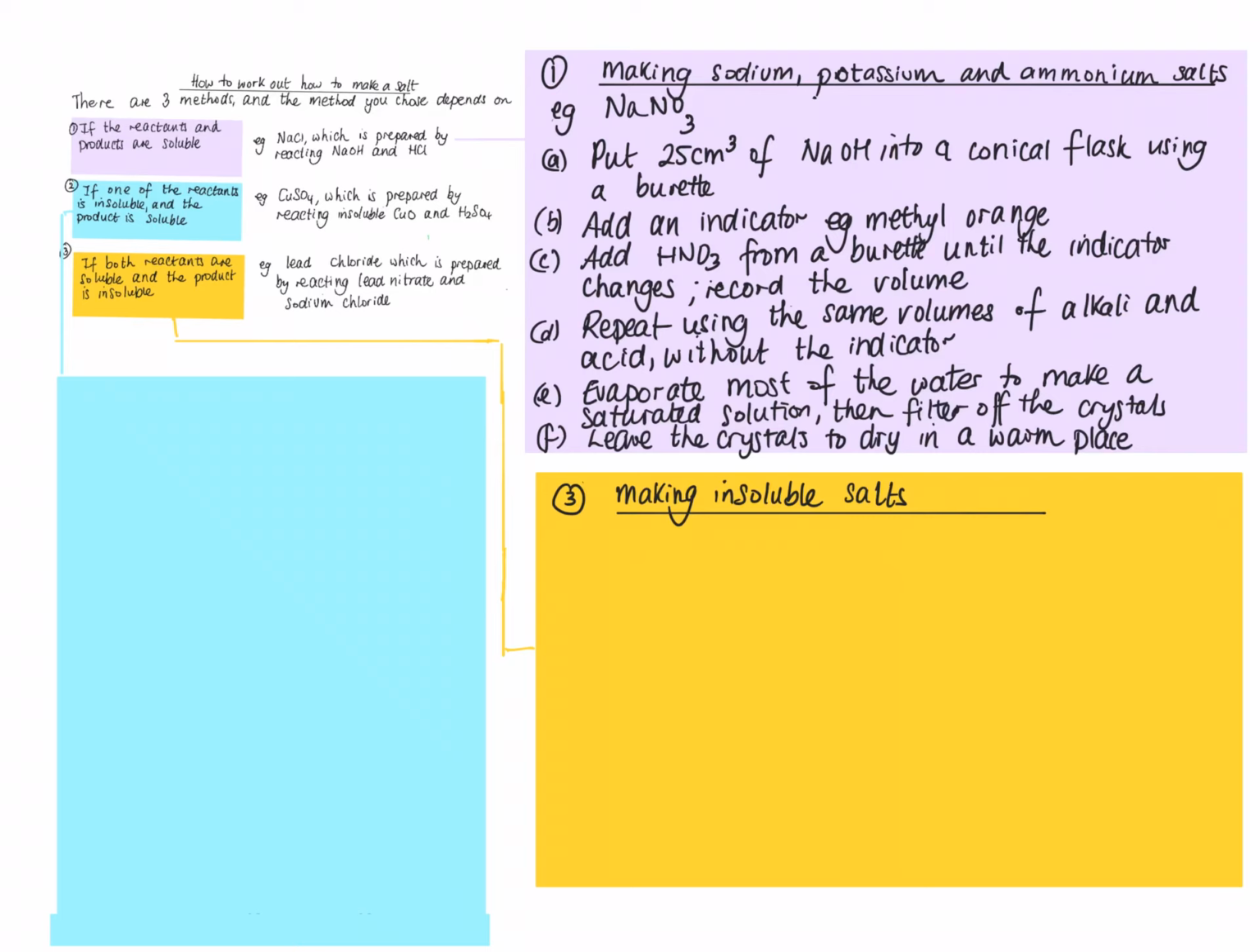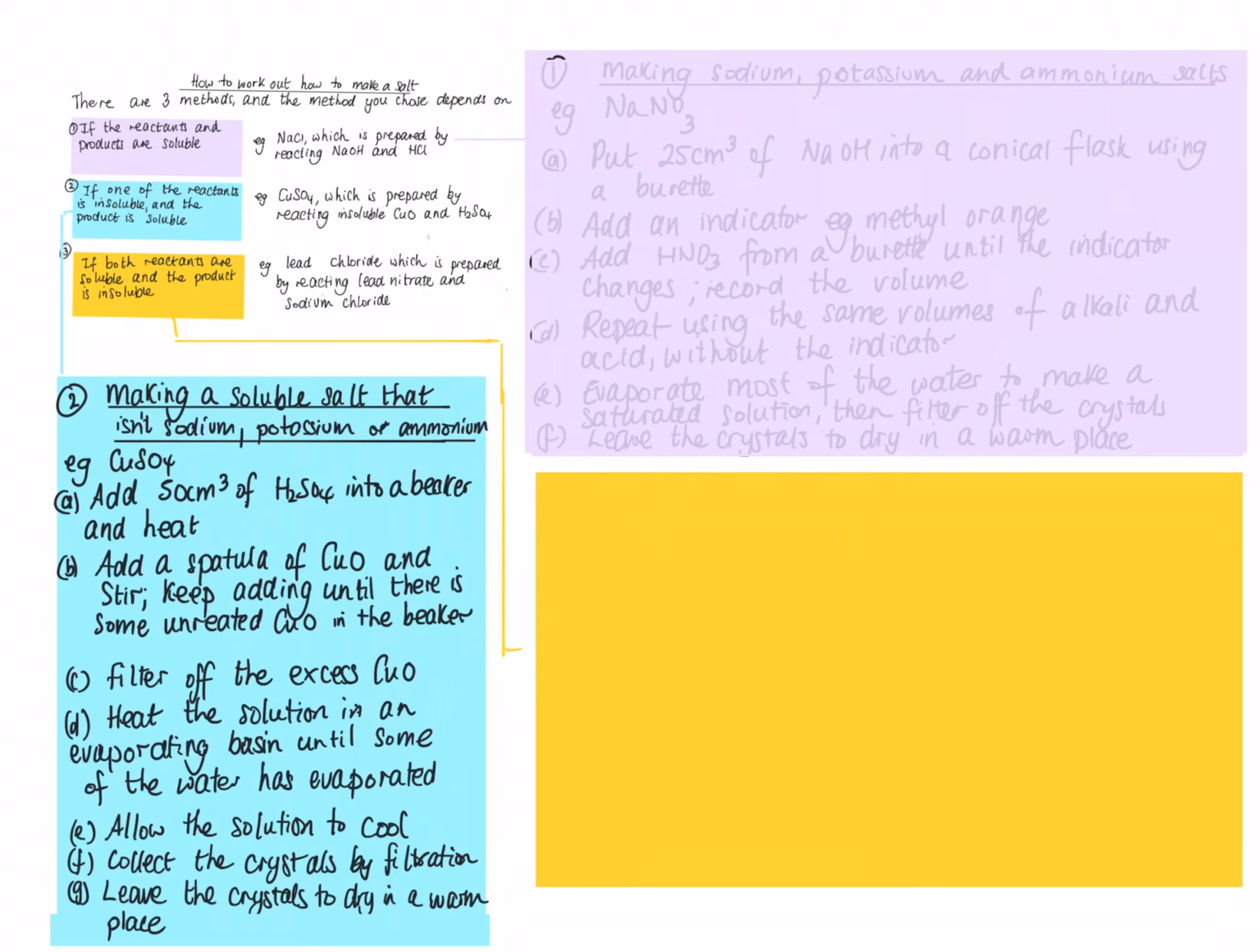So we chose nitric acid, HNO3, because we want to make sodium nitrate. If we wanted to make sodium chloride, we use HCl, hydrochloric acid. And if we want to make sodium sulfate, we use H2SO4. The second method is to make a soluble salt that isn't a sodium salt, a potassium salt, or an ammonium salt, for example, copper sulfate.